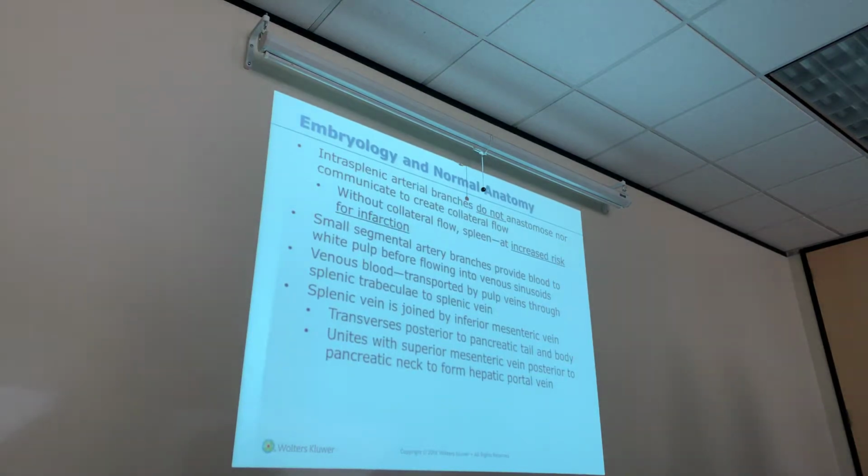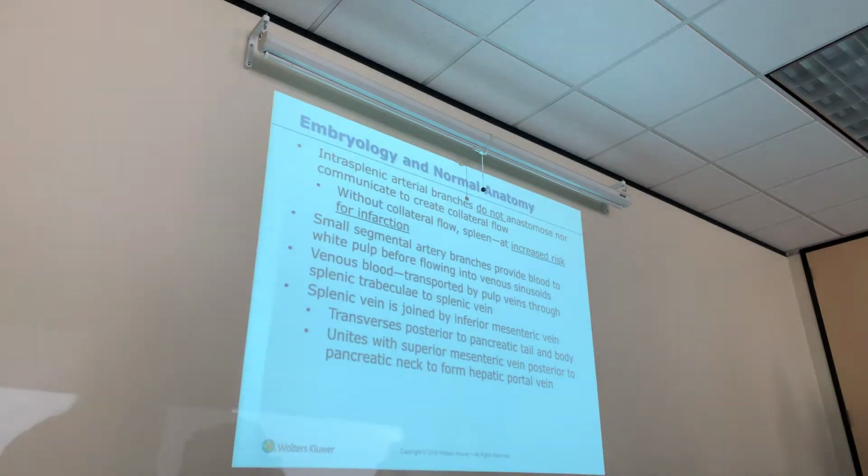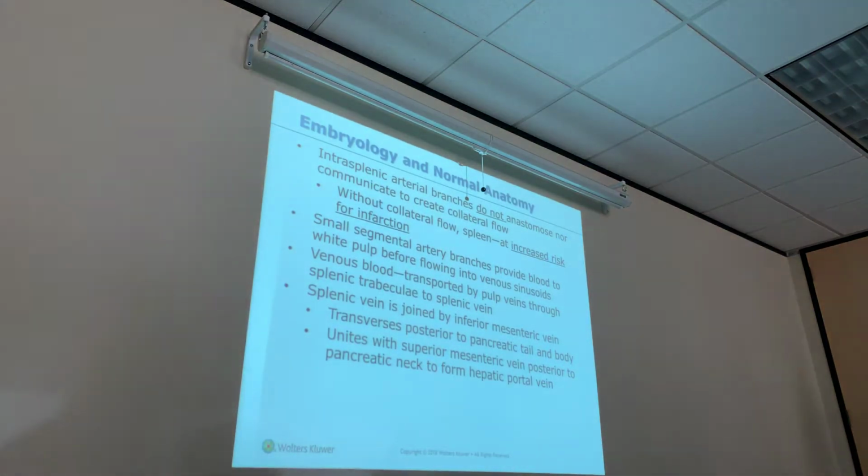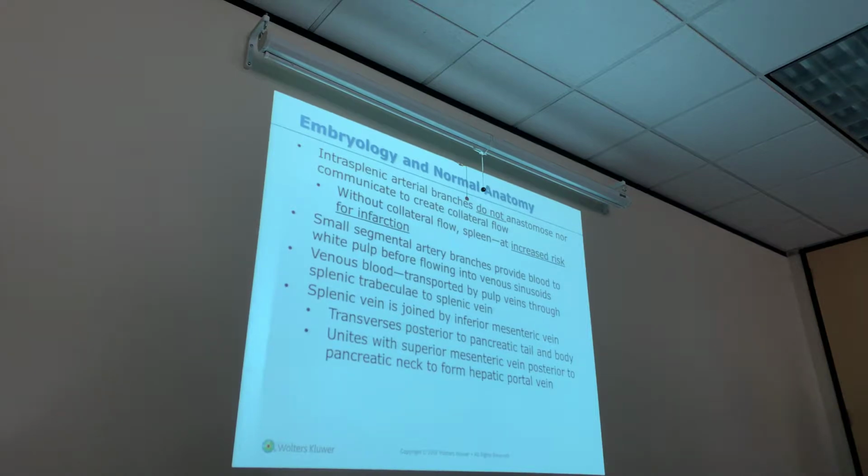So the intrasplenic arterial branches, they don't anastomose, meaning they don't connect or communicate to create collateral flow. And without the collateral flow or connecting, you have increased risk for infarction. The small segmental artery branches provide blood to white pulp before flowing into the venous sinusoids.